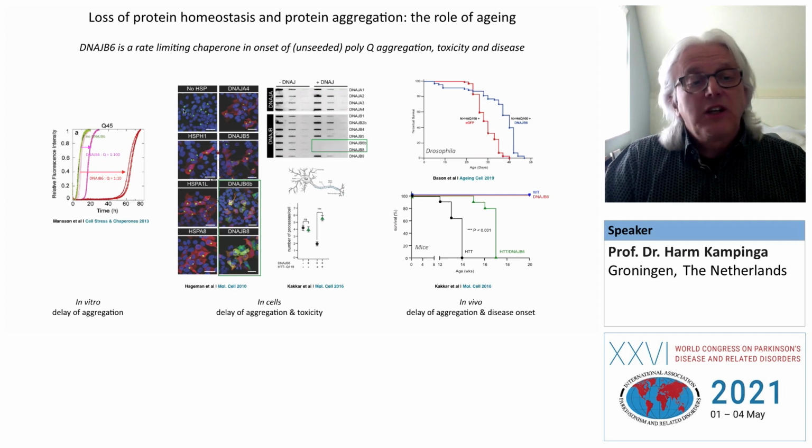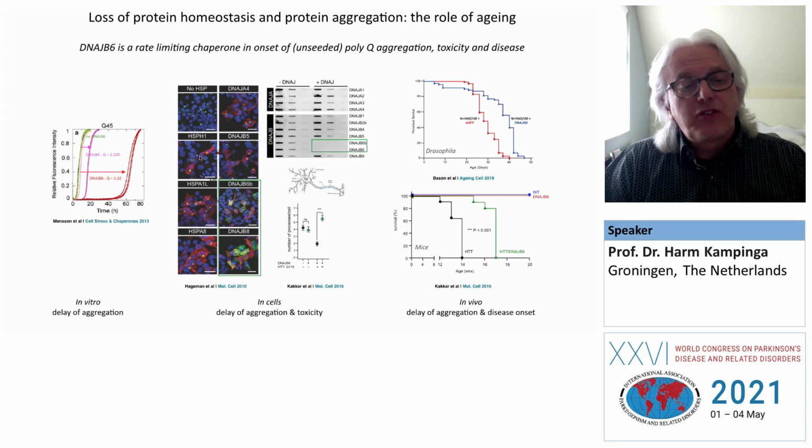Also in cells, we can look at these puncta reflecting polyglutamine aggregations, and then when we put in different kinds of chaperones, none of them actually changes the appearance of these puncta except for DNAJB6, and its testis-specific ortholog DNAJB8. Also biochemically, you can detect it.